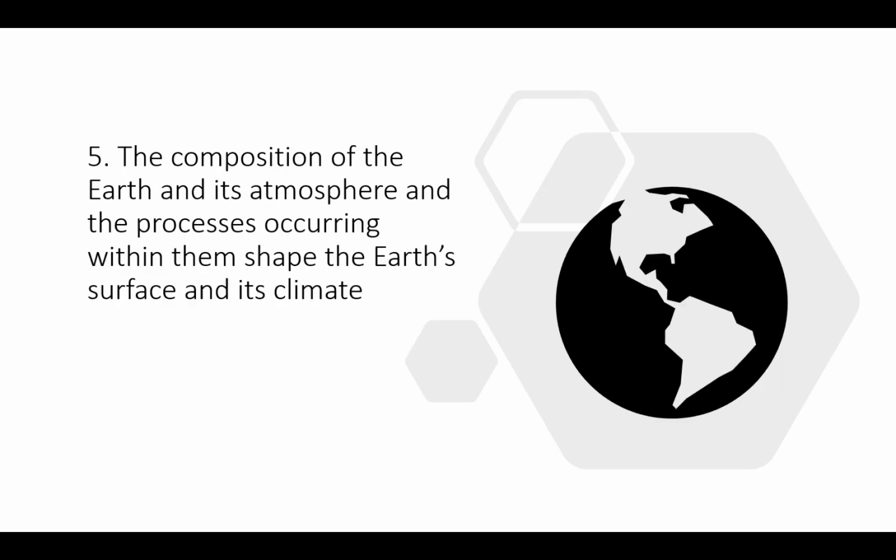Number 5, the composition of the Earth and its atmosphere and all the processes occurring within them shape the Earth's surface and its climate. So if we're looking at the Earth's surface as radiation from the sun, this heats the Earth and causes convection currents in the air and the oceans. This creates weather patterns and climate.